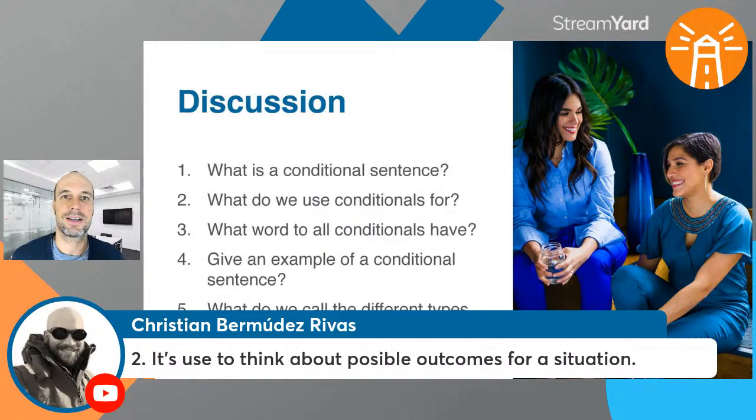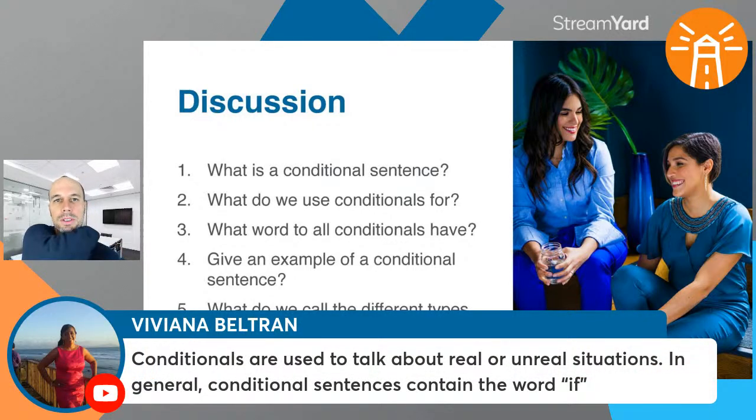And Christian has a comment here. So it's used to think about possible outcomes for a situation. Exactly. So that's definitely one of the main uses of the conditional. Possible things that might happen. For example, if I drive my car too fast, I can get a speeding ticket, right? So that's another example of the conditional. All right, perfect. Thank you, Christian, very much.